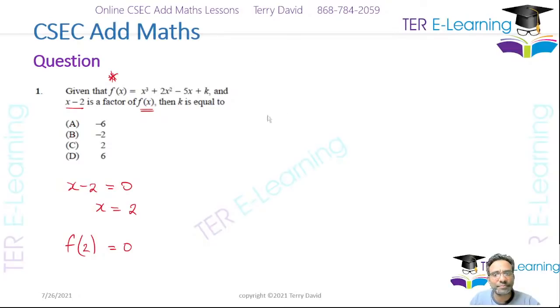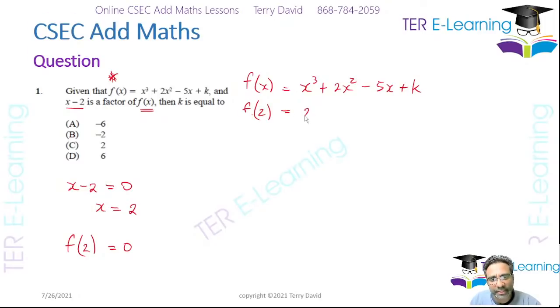So let's see. So what we're going to do, we're going to write down what f of x is. So f of x is equal to x cubed plus 2x squared, right, minus 5x plus k, right? But we're going to find f of 2. So you're going to substitute 2 into this expression here. So this is going to be 2 cubed plus 2 multiplied by 2 squared minus 5 multiplied by 2 plus k, right? And we know that that is supposed to be equal to 0 because x minus 2 is a factor, right?